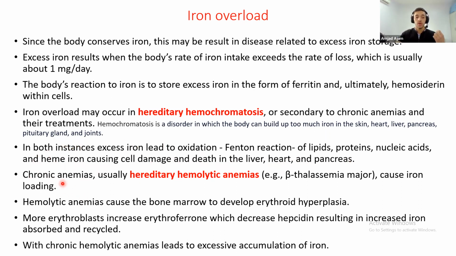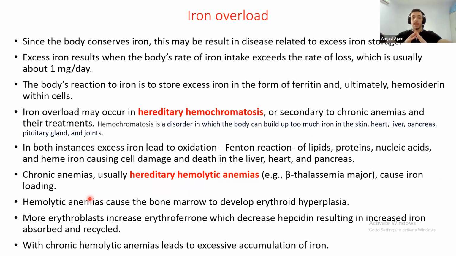This is important. We have a chronic anemia called hereditary hemolytic anemia. Hemolysis means destruction of RBCs. Anemia means low RBCs. So this condition is called hereditary hemolytic anemia. It will cause iron loading, as in beta thalassemia, where you have the hemolytic anemia. Now, let's know why. Why does it cause iron loading?